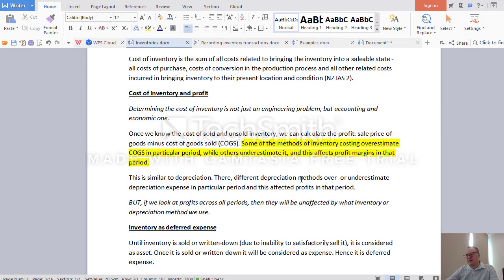There are several methods of finding the COGS and ending inventory, and some of them will overestimate, some of them will underestimate them. And of course, since you will have underestimated or overestimated COGS, you will have profit margin overestimated or underestimated in a particular period. But if you look across several periods, then all the methods will give you the same value of COGS and the same value of inventory. So the difference is only if you look at a particular year.